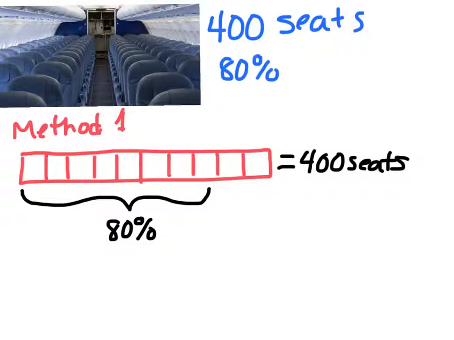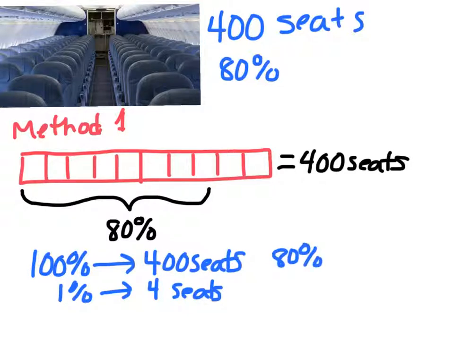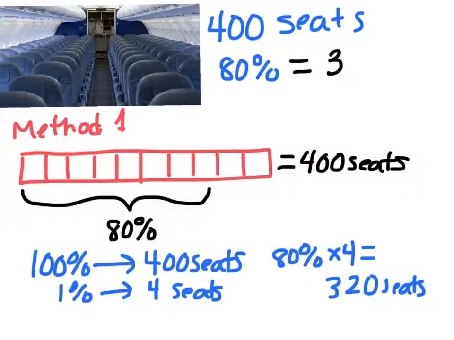So let's set up a problem here. 100% is equal to 400 seats. So 1% would equal 4 seats, right? So to find out what 80% of our seats would be, sorry, I ran out of space here, we would simply take 80 times 4, which will give us 320 seats. So we figured out that on our airplane with 400 seats, 80% of the seats, or 320 seats, are in the economy class cabin.